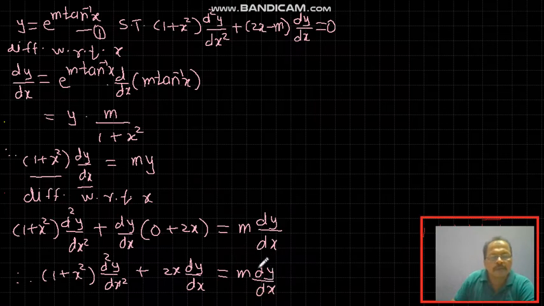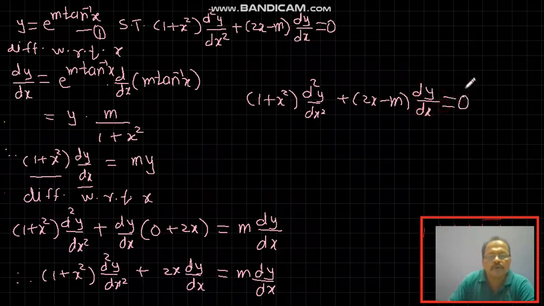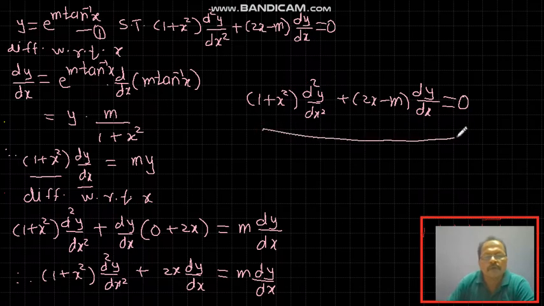Take this term on left hand side and take dy by dx common, and you will get the answer 1 plus x square into d2y by dx square plus 2x minus m into dy by dx is equal to 0, and we have proved the required thing.